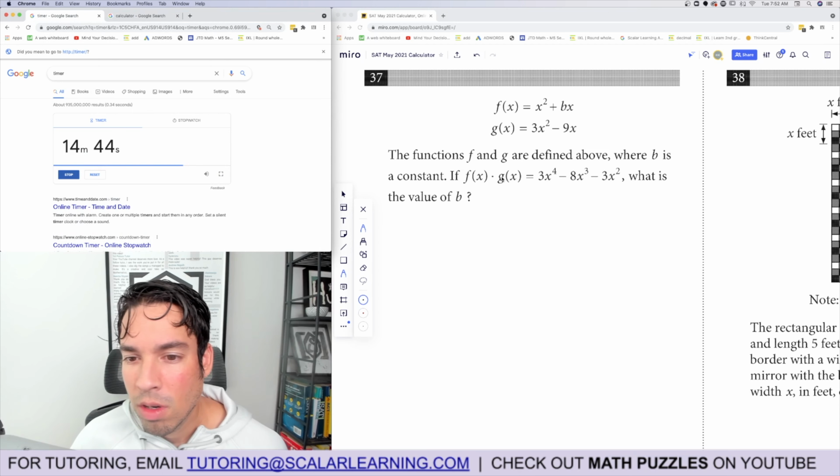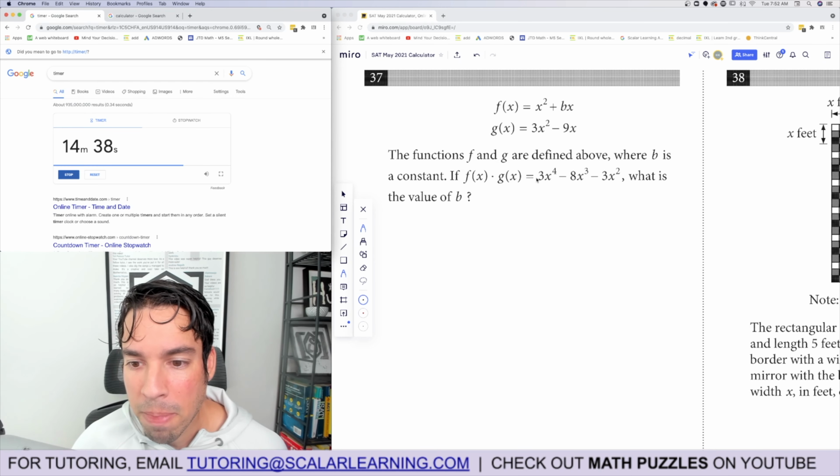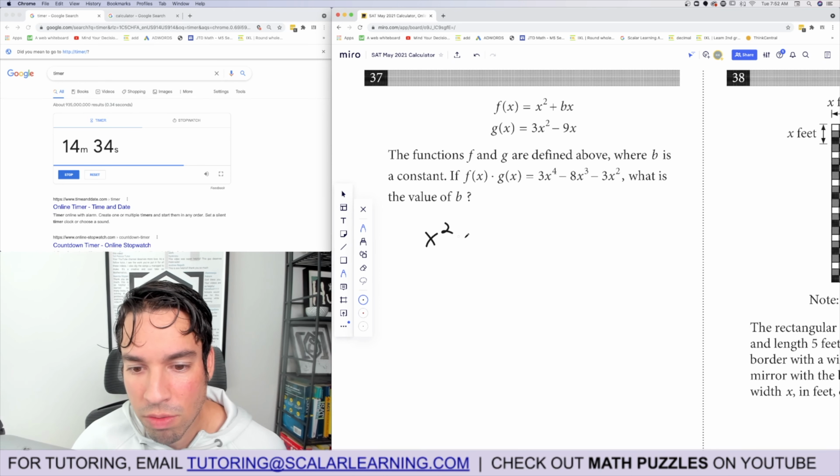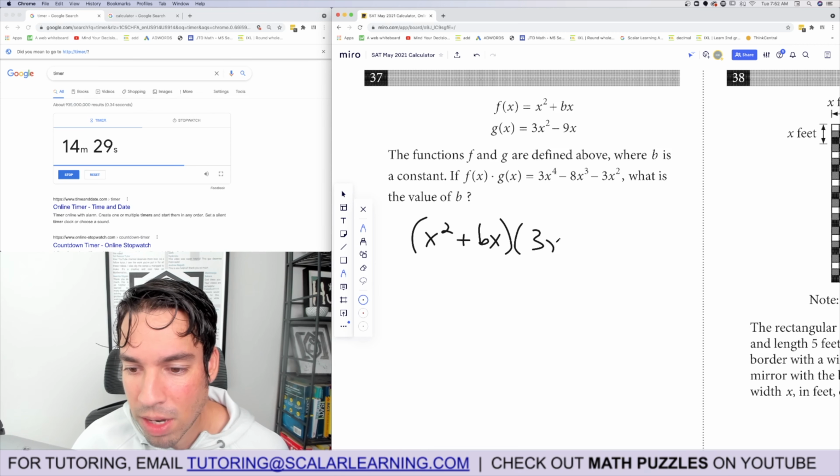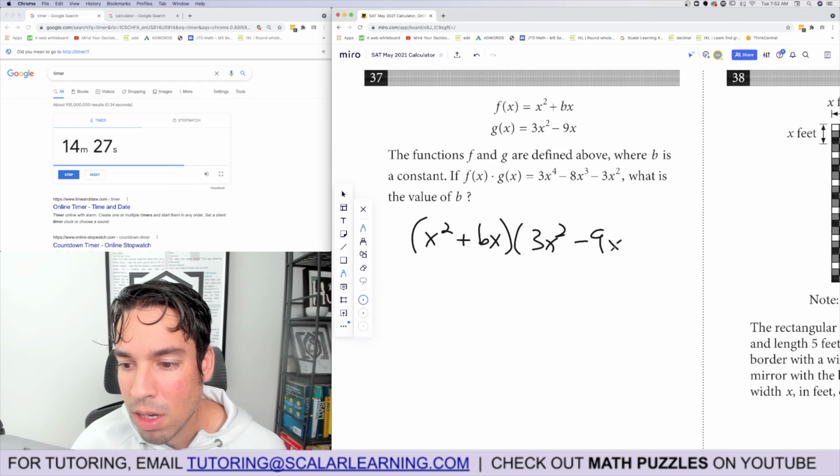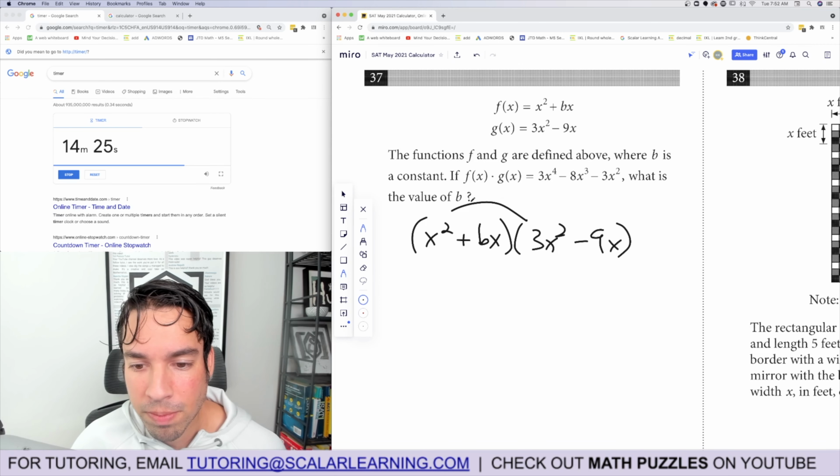Here we go. The functions f and g are defined above, where b is a constant, and f times g equals this. What does the value of b need to be? All right, what they're saying is if you multiply two functions, you get this. So I'm going to multiply the two functions up top. I'm not even going to think about it. Again, maybe there's a slightly faster way, but this is what's popping in my mind, and I'm rolling with it. FOIL.